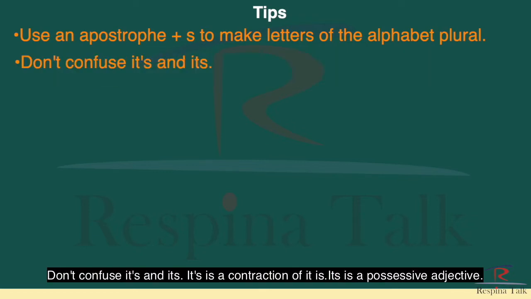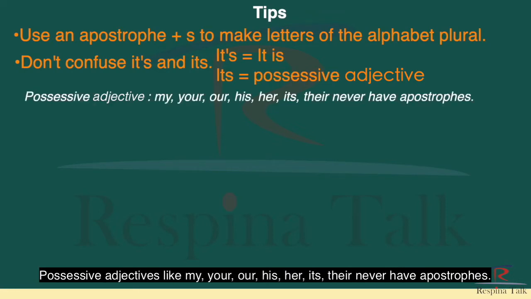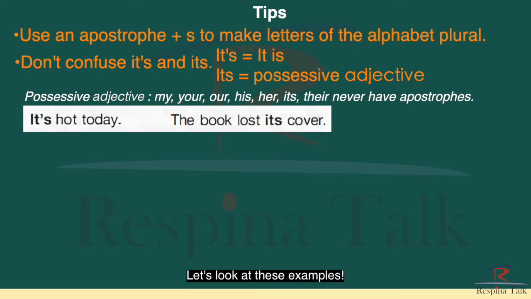Don't confuse it's and its. It's is a contraction of it is. Its is a possessive adjective. Possessive adjectives like my, your, our, his, her, its, their never have apostrophes. Let's look at these examples. It's hot today. The book lost its cover.